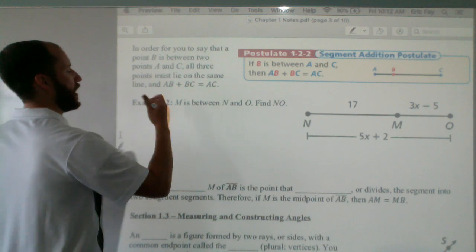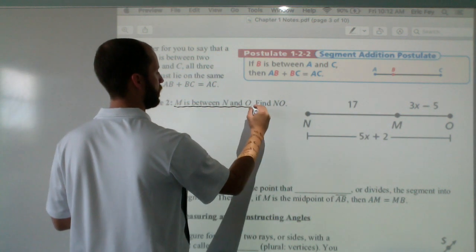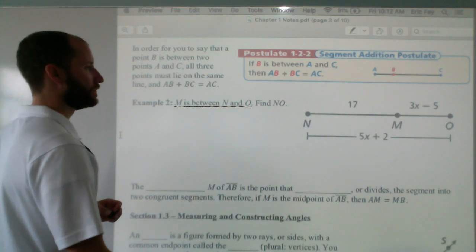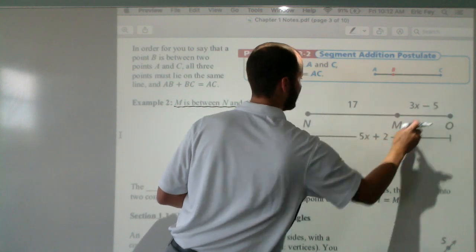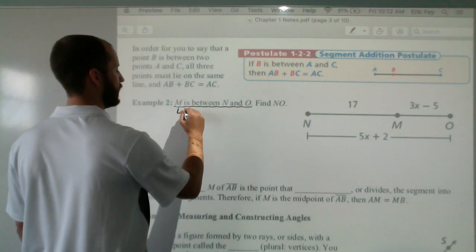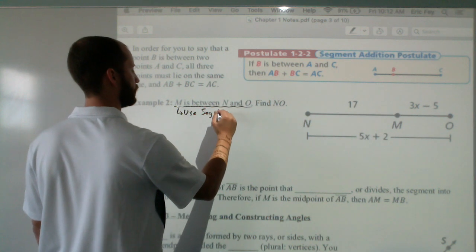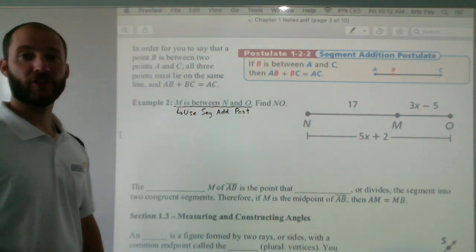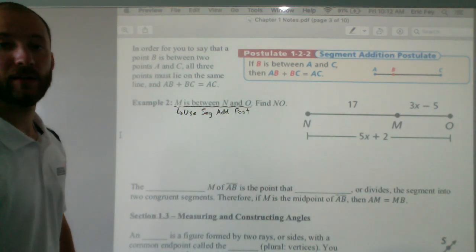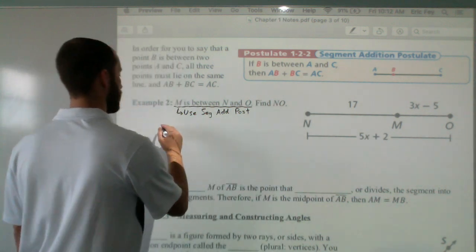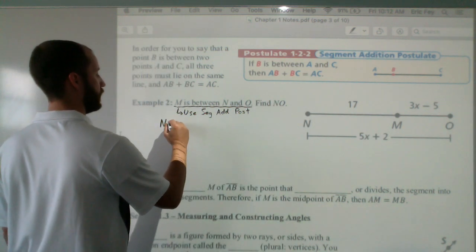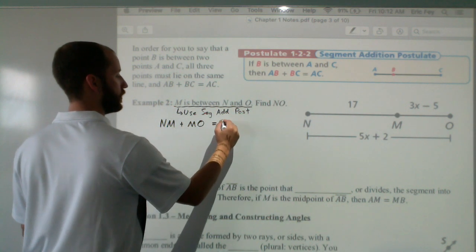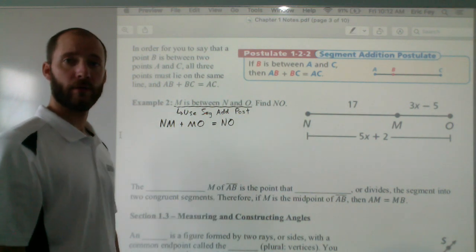Now this is important though. You have to know this. That M is between N and O. So we know that they are all on a single line segment. So this tells us we can use the segment addition postulate. And then we want to find NO. So we know by the segment addition postulate that NM plus MO equals NO.